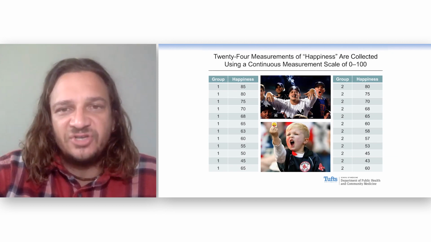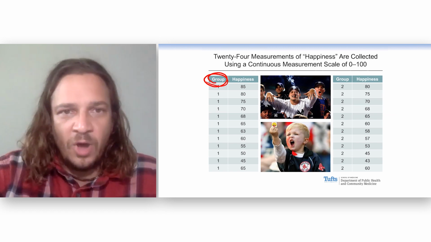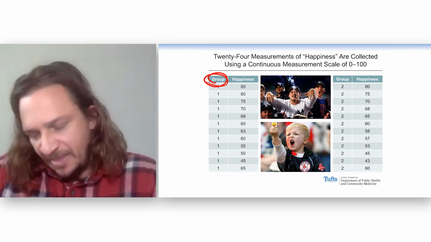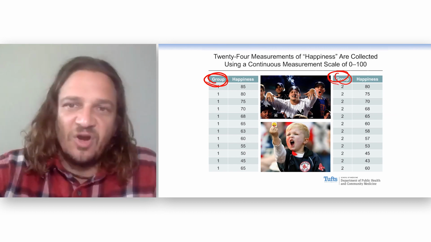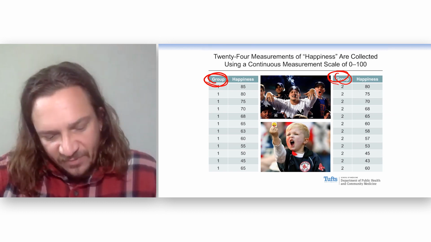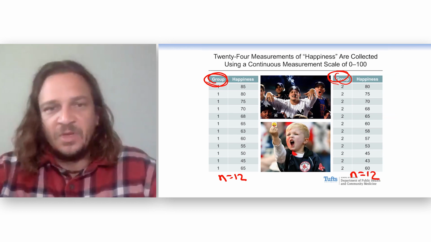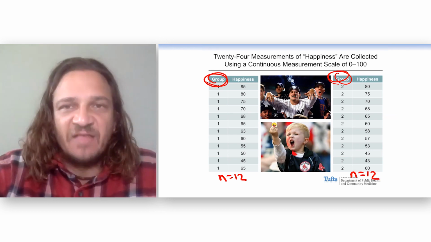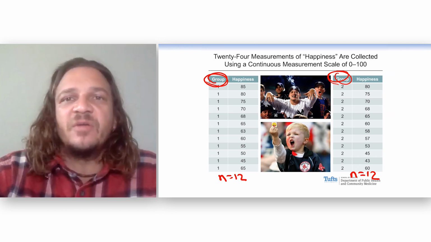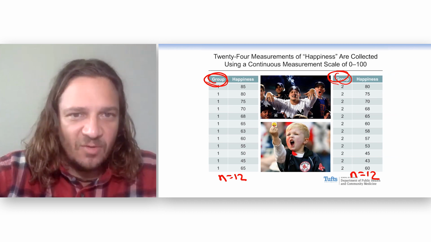Imagine that you had 2 groups of people. Group 1, let's say that these are New York Yankee fans, and then group 2, say these are Boston Red Sox fans. And we have 12 people in this group, and we have 12 people in this group, and we measure their happiness on a scale of 0 to 100. Now, we can debate, is happiness really a continuous variable? Does it make sense to put a number on it? But let's say that we have a scale here and we think that it works.